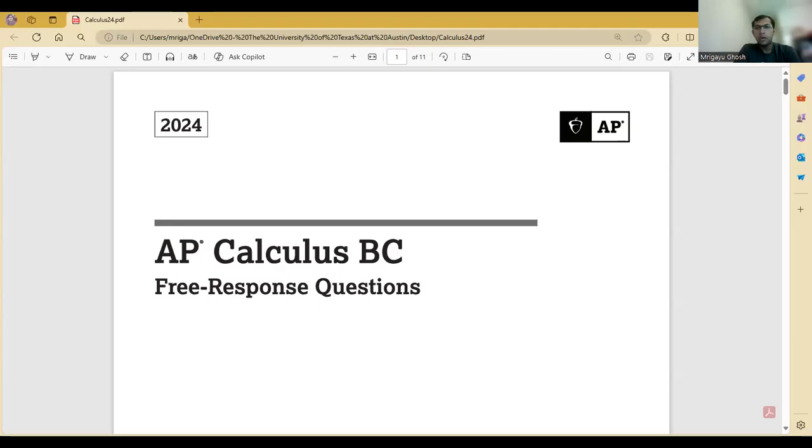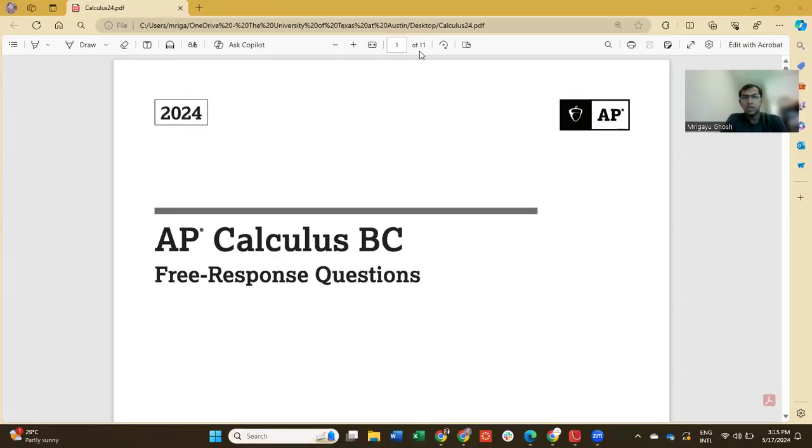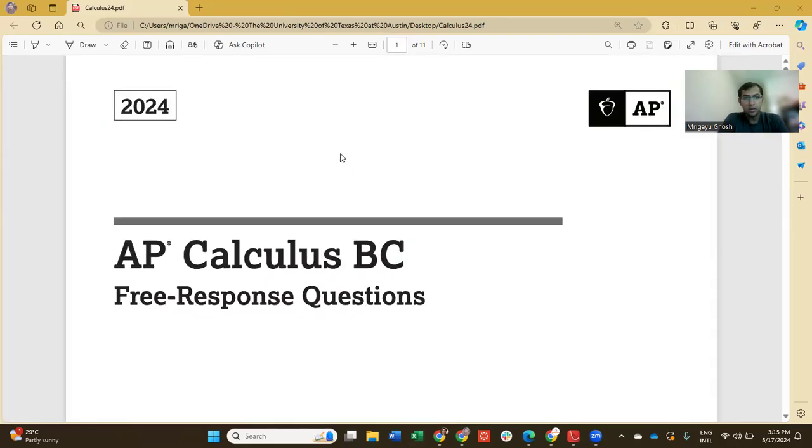Okay, so this is my attempt of the AP Calculus BC 2024 FRQs. The scoring guidelines have not yet been published, so this is just my attempt. If I make mistakes, which is definitely possible, please do point out in the comments so that our fellow learners can be aware of any mistakes that I make. Okay, let's get started.